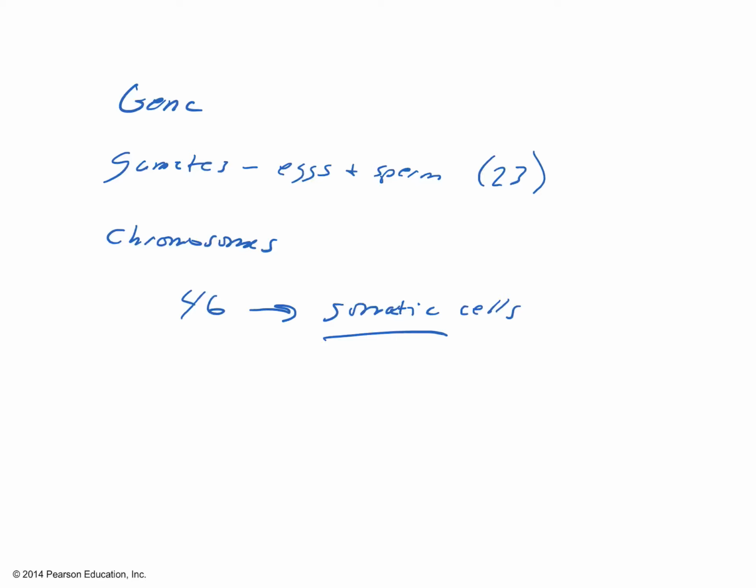So eggs and sperm have half the total number of chromosomes that somatic cells do. And that's one thing that meiosis does. It actually cuts chromosome number in half. We refer to meiosis as reduction division, because it cuts chromosome number in half. We'll see why that is in a little bit.